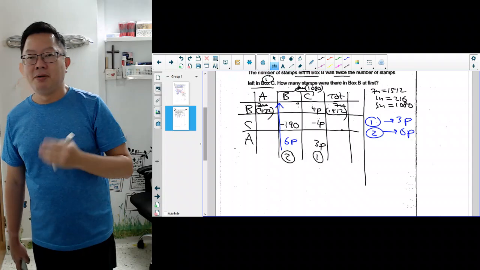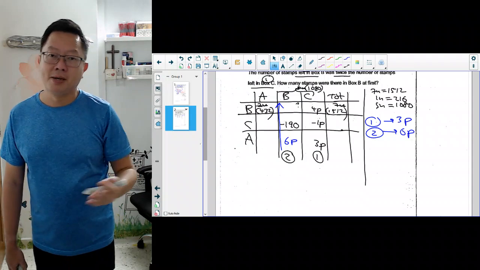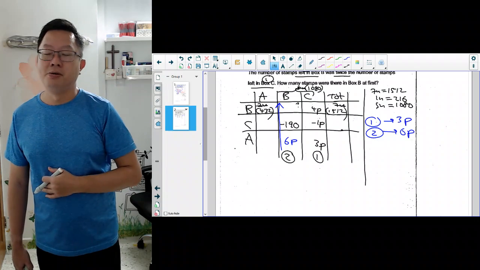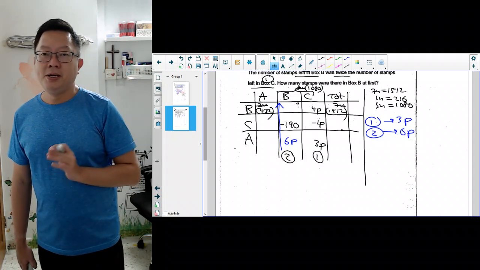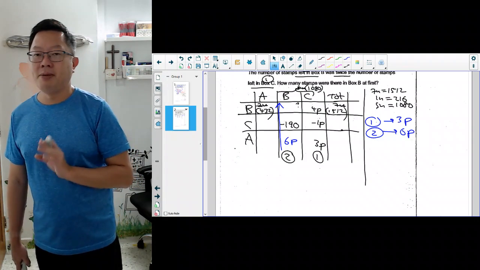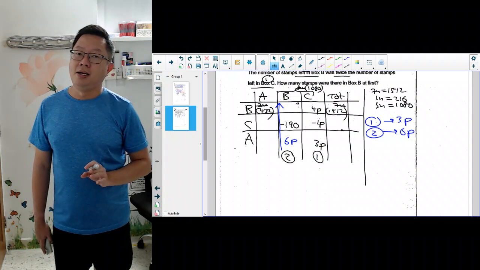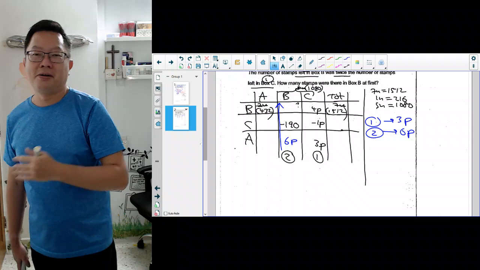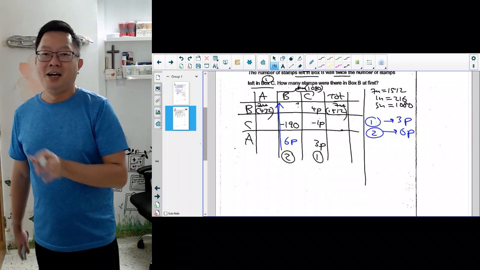This table method is not very recognized in schools. Teachers don't use this, they use model drawing. So I don't really teach this method to all my students unless they understand. Otherwise I won't teach this method.